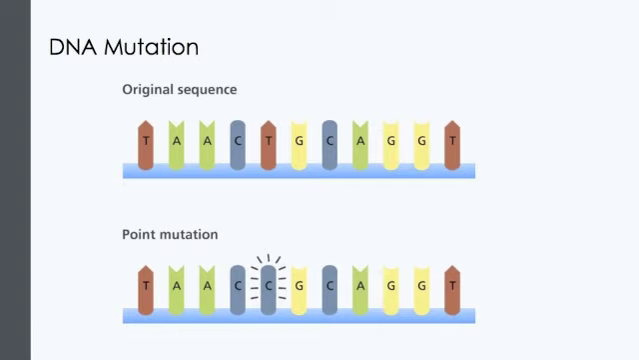GAC, when translated into an amino acid, would be aspartic acid. Now, if we look at the bottom half of the cartoon, we see what we call a point mutation. That is, only 1 base has changed.